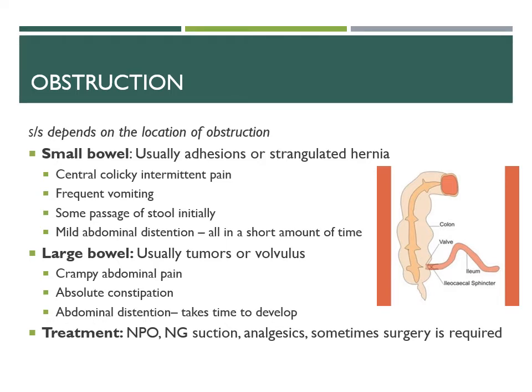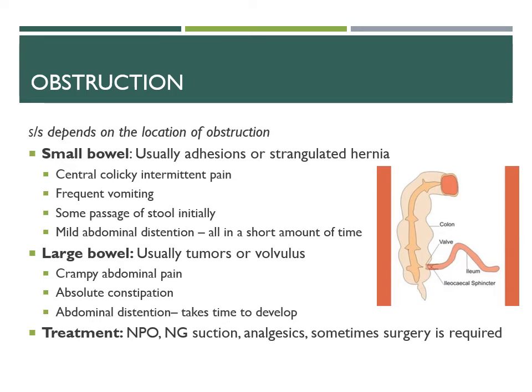So those are the differences. You don't typically get huge amounts of vomiting with a large bowel obstruction compared to a small bowel obstruction. Okay. And so what do we do with bowel obstructions? Well, we're not going to give people things to eat and drink. It's just going to come back up. So they're NPO.